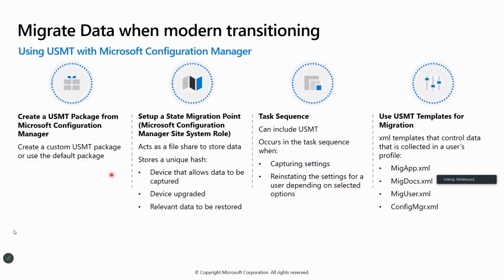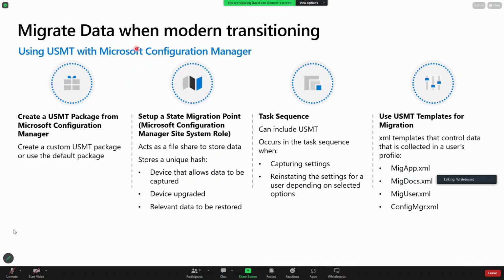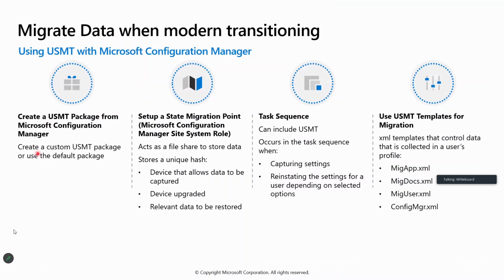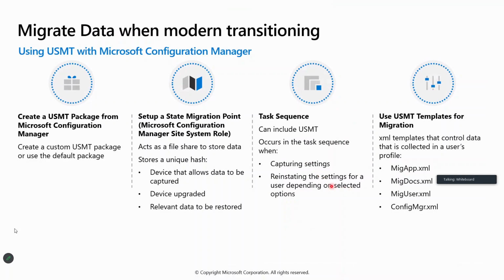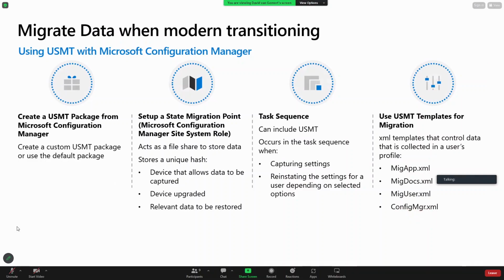That over there is just showing us migrating data when modern transitioning. So create a user state migration tool package from Config Manager. Set up a state migration point. A task sequence can include user state migration tools. So this is within your MDT or your Config Manager. And you can control what the user state migration tool does through these various configuration files. So I've got my application data that's going to be migrated, my user data that's going to be migrated, and my user settings that are going to be migrated. And this is basically a file relating to the Configuration Manager settings.